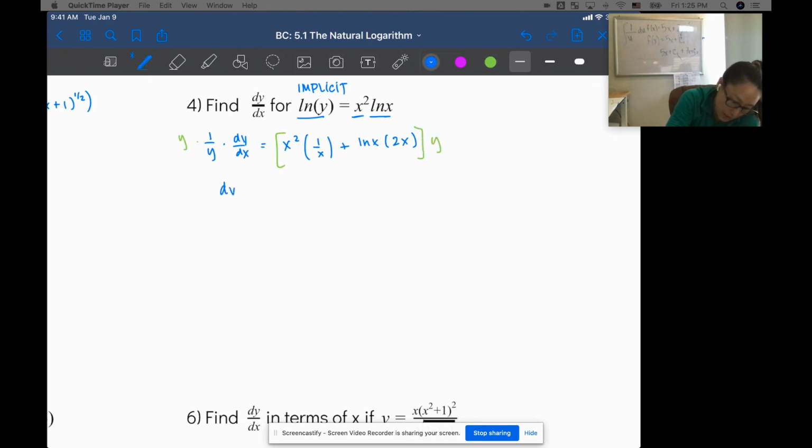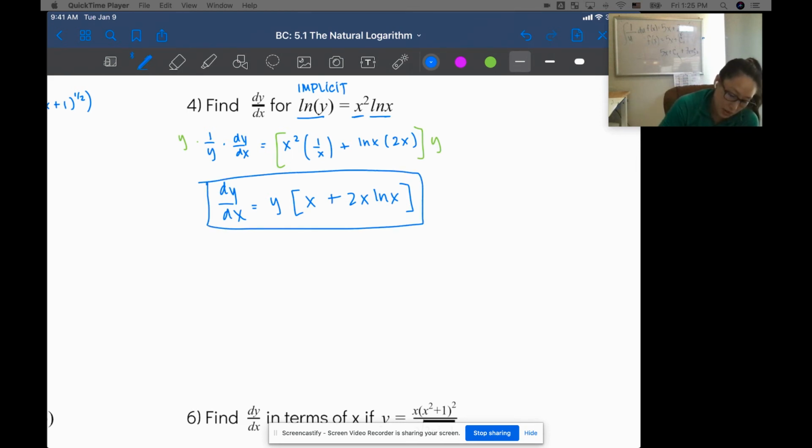So I get dy/dx is equal to y times x squared over x, which is x, plus 2x ln x. And we're done with that one. Put it in a rectangle. All right, number 5.